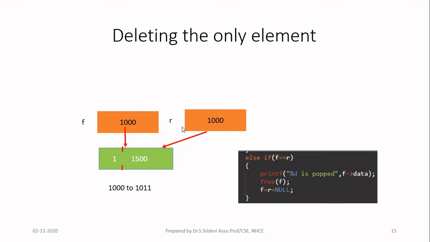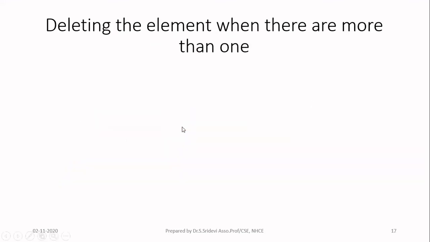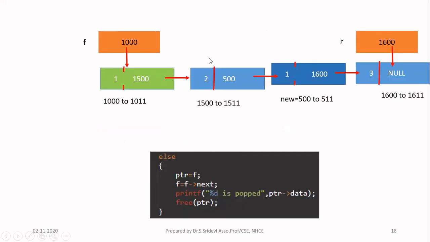Now let us see the other case. Other case is nothing but you are deleting an element which is not the only element in the queue. So let us consider this one. The queue is having 4 elements. I want to delete one.